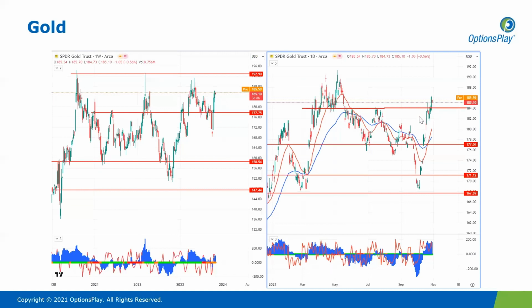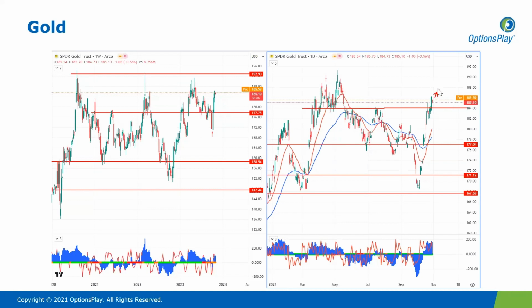So there's clearly a lot of underlying momentum in gold. You don't want to be short gold, no matter how oversold it gets over the next week or two. Because again, geopolitical risks and macro factors will outweigh the technicals in this case.